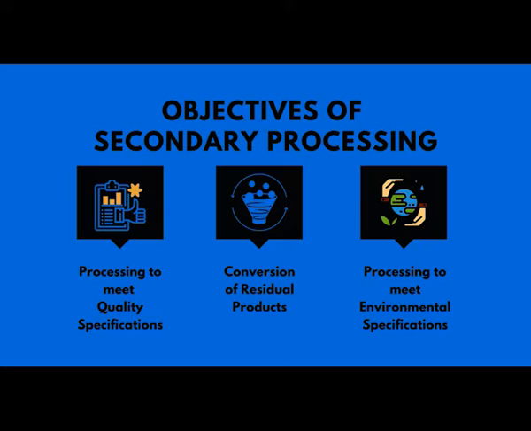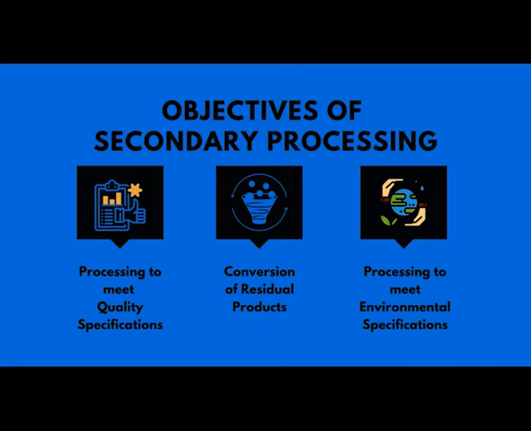The second objective, or the most important objective, is to convert the residual products. As I just mentioned, the reduced crude oil is taken to different kinds of units like a thermal cracker, fluid catalytic cracker or hydrocracker to convert it into valuable products known as LPG, gasoline, diesel, etc. Then the last category of secondary processing is primarily to meet the environmental specifications. For example, reducing or minimizing the sulfur content in products like kerosene, aviation turbine fuel, diesel or lubricants.